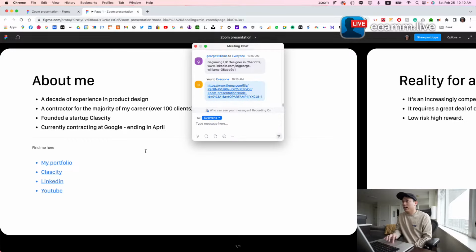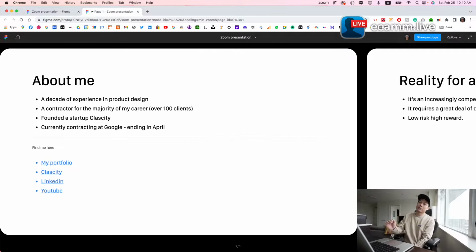So here, if you would like, you can follow it. I have the whole deck on Figma, so I'm not using Google Slides for this one. The whole thing is on Figma.